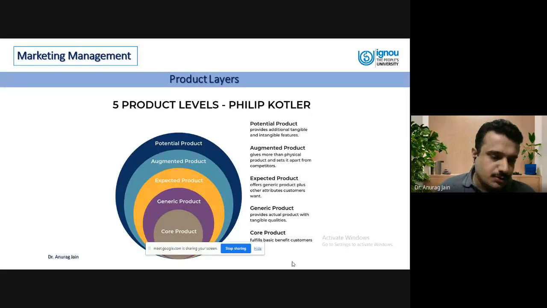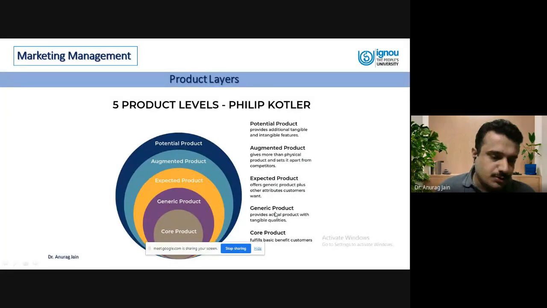So let me start with the very inner circle, which is known as the core product, right? Core product is something which fulfills the basic benefit or need of a customer. Again, I'm quoting a very simple example with which all of you can find a good connect. All of you use a mobile phone, right? So what is the core product if we refer to a mobile phone? It's a communication device. The basic utility served by a mobile phone is that you can establish a connect with different people. It's a communication device, and that is known as the core product.